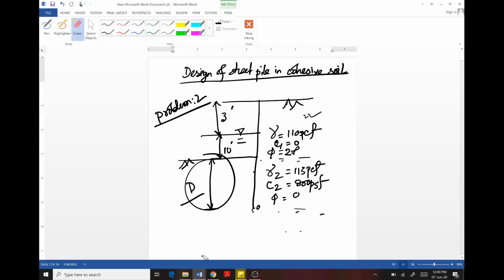Now, as I have discussed earlier, for the embedment length of sheet pile in cohesive soil, we will solve this in two segments. At first, we will solve this for initial strength, and secondly, we will solve the problem for final strength. So now we will solve it for the initial strength condition.